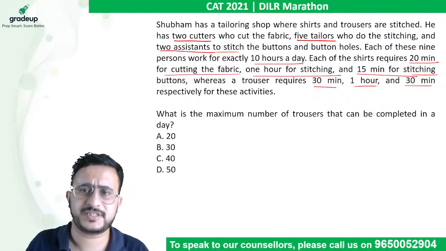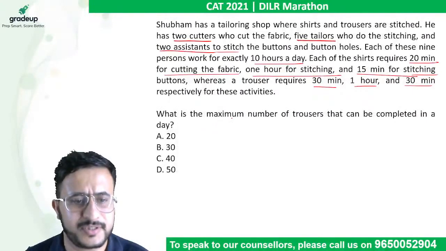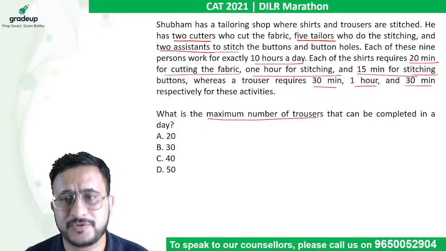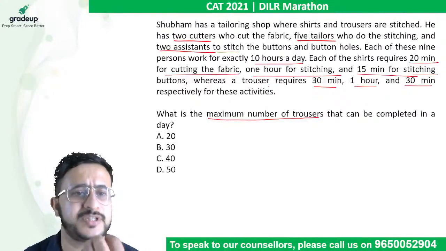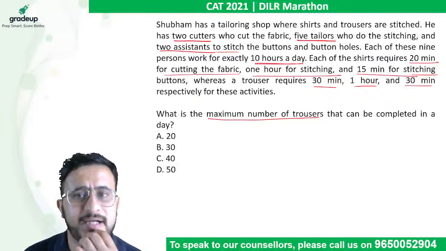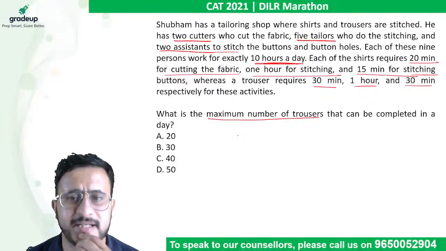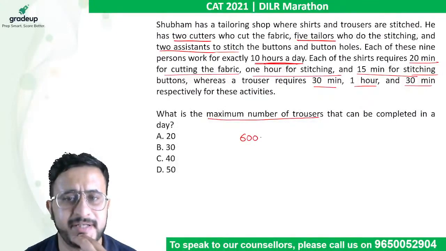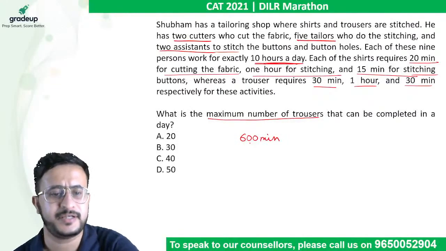Okay, so let us do this. Now see, what do we have to do here? We have to find the maximum number of trousers, right? So how to find it? We will find how many trousers can be done by each activity. Now see how many hours are available. There are 10 hours a day. Each person has 10 hours a day. That means 600 minutes. Each person works for 600 minutes.